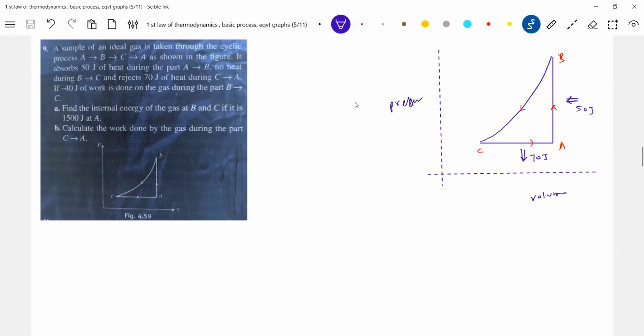Okay, let's do one thing. What is the work done by the gas? What is the change in internal energy for a cyclic process? It should be zero, no? Delta U should be zero. So we'll write like this: delta UAB plus delta UBC plus delta UCA should be equal to 0. Okay, I agree, that's the one thing we have.